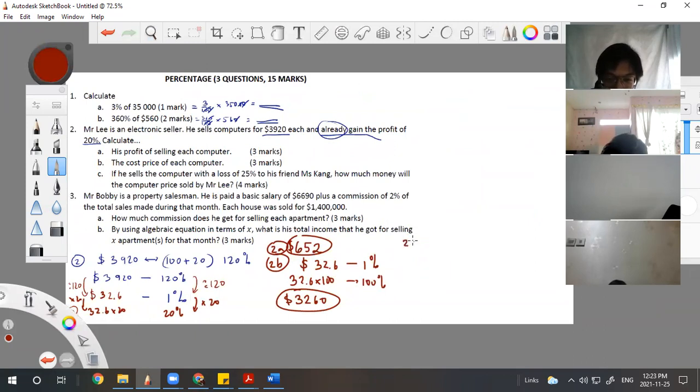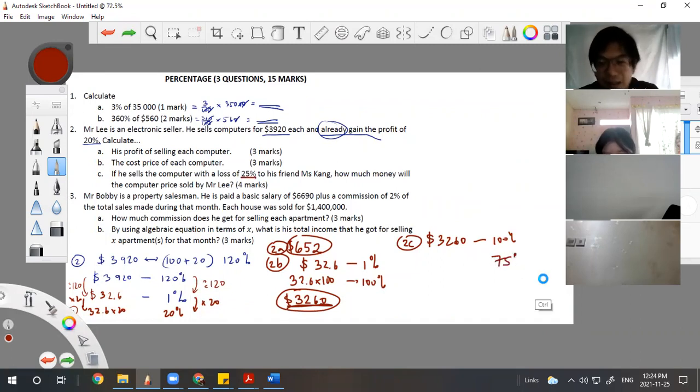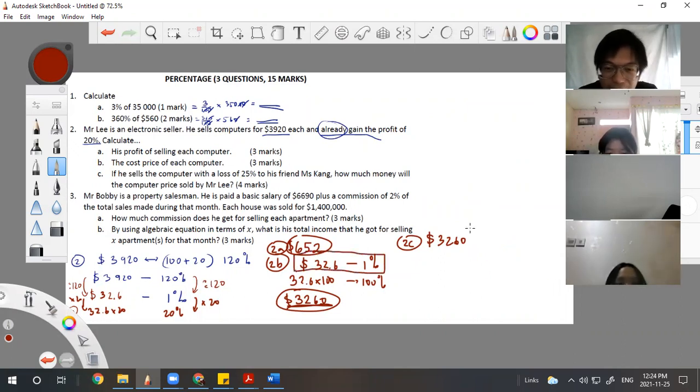If he sells the computer, 2C, this one is even more complicated. If he sells the computer with a loss of 25% to his friend Miss Kang, how much money will the computer price sold by Mr. Lee be? So where does it start from? From 100, from the beginning. So 3,260 is 100%. He asked about a loss of 25, so what is the selling price? What is the 75? Don't overthink it, guys. It's already here. This is really the key.